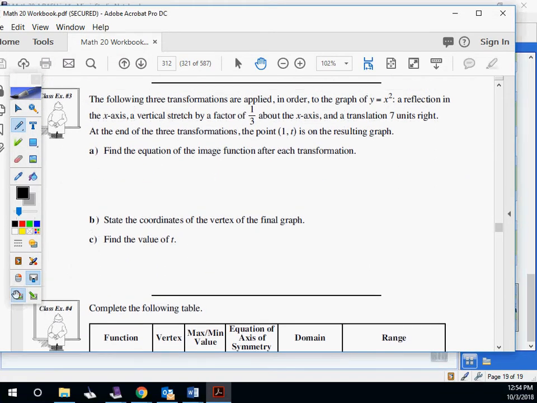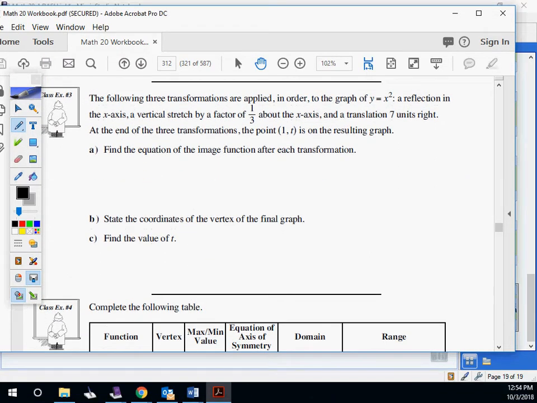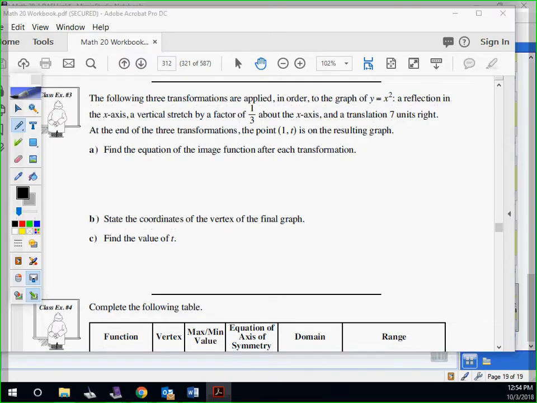All right, we've got 3, and then I think 4 is the last one there, yep. Okay, the following 3 transformations are applied in order to the graph of y equals x squared: a reflection, a vertical stretch of 1/3, and a translation 7 units right. At the end of the 3 transformations, the point (1, t) is on the resulting graph. Find the equation of the image function after each transformation.